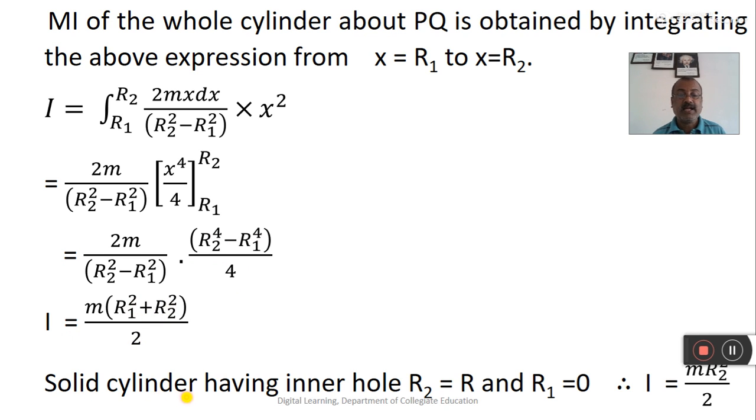For a solid cylinder having no inner hole, R2 is equal to R and R1 is equal to 0. Therefore, the expression is m into R squared divided by 2. This is the expression for a solid cylinder.